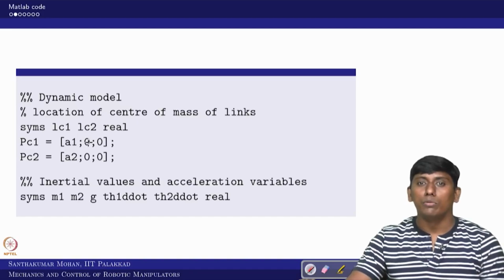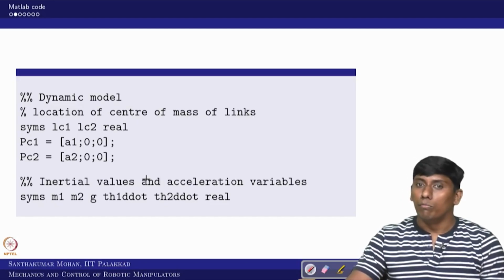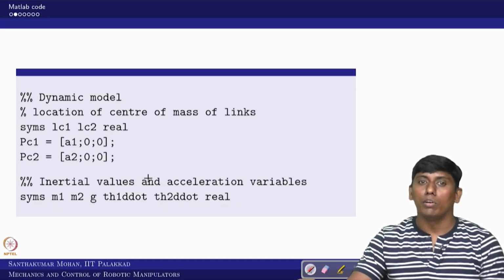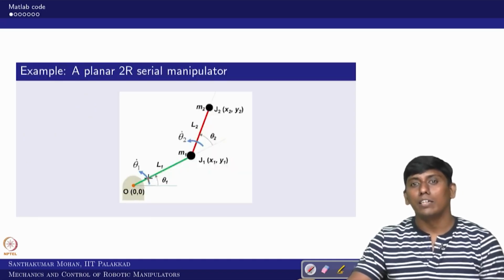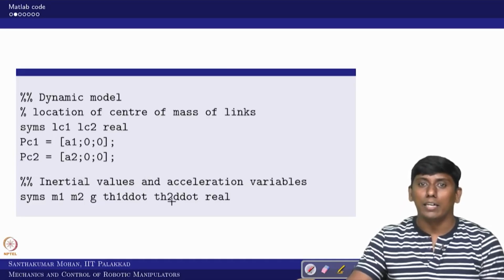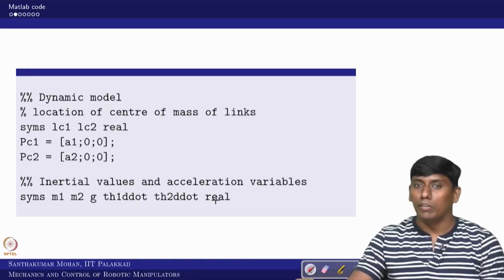Then what else do you need? You need the inertial and acceleration variables. What we have seen so far is only up to velocity. The inertial effect here comes only from the two masses, but for the acceleration effect we have theta 1 double dot and theta 2 double dot. That is what we have written in the Matlab code. By default these are real variables, not complex, so you should define them as real, so that conjugate terms will not appear when you square them or do some operation.